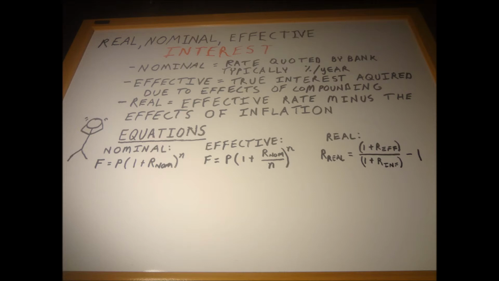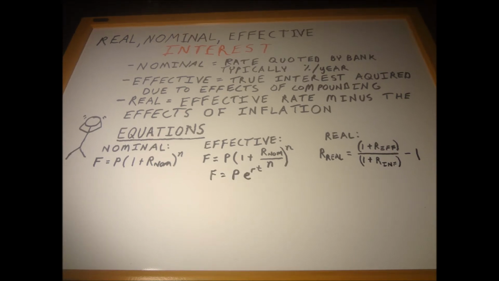That's right, effective interest rate has a different equation if it's compounded continuously, which is future value equals present value times the exponential raised to the rate times the time. And for this equation, the rate is the nominal interest rate.